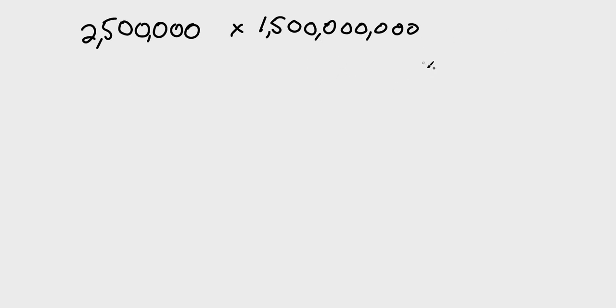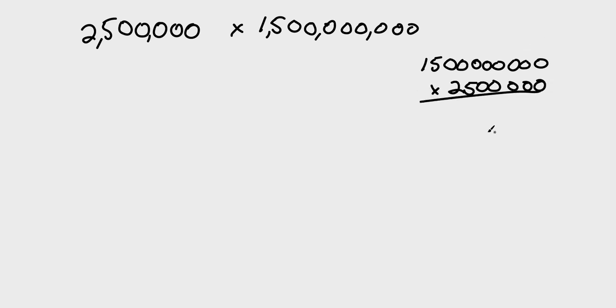You could write out the numbers, multiply those together and deal with all your zeros and fun stuff like that. Or we can convert it to scientific notation and do a much easier way. So let's start converting 2,500,000 to scientific notation.